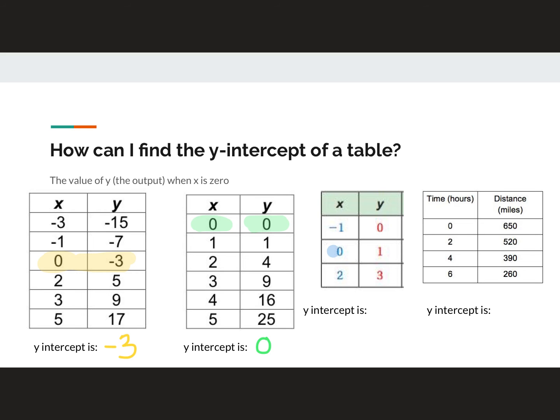Here I see that when x is 0, y is 1. That means my y-intercept is 1. And finally, see this last one, that when x is 0, my input, my time, is 0. My distance, or my y value, is 650. Therefore, here my y-intercept is 650. Wherever my input is 0, that's where my output gives me the y-intercept.